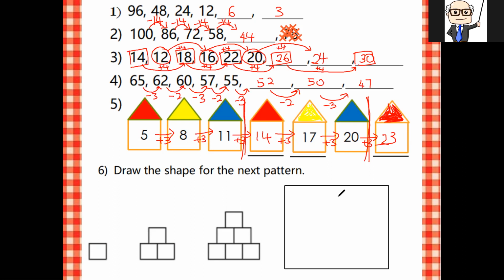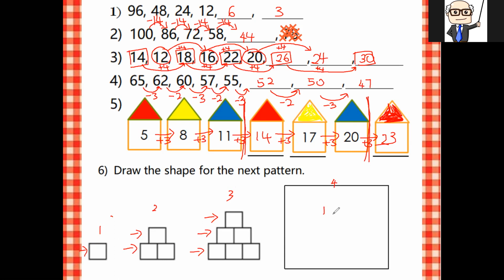Okay, so many people say that I should draw 10 boxes, right? So how do I draw? The first one, figure 1, has one layer. One layer means one row like that. Figure 2 has 2 layers, 1 and 2. Figure 3 has 1, 2, and 3 layers. So the next pattern must be figure 4. There must be 4 layers, right?